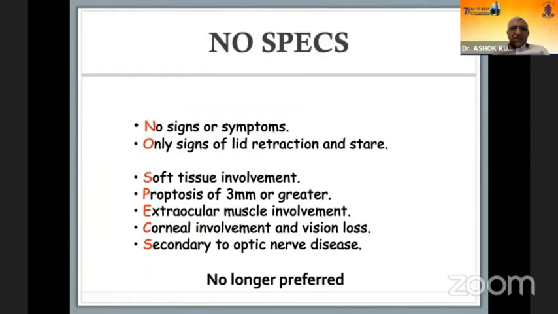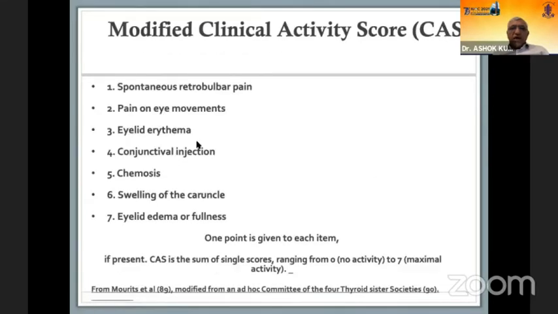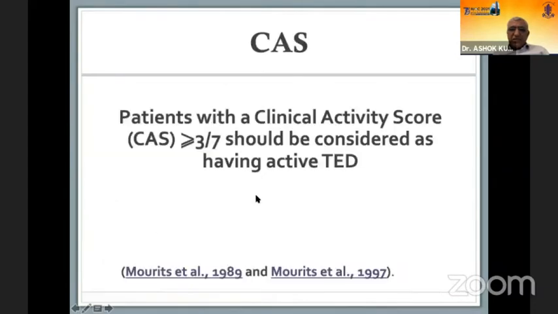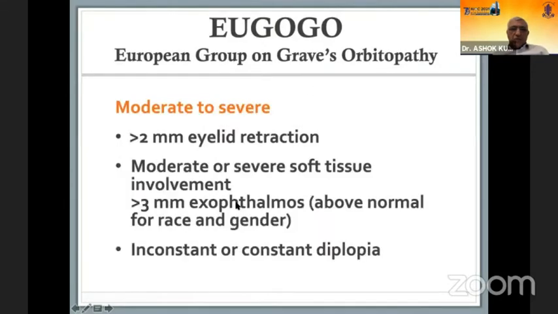The classical NO SPECS classification is no longer preferred, and the clinical activity score given by Mourits et al. is very often followed to look for activity. And the classical 7 signs, 1 point is given for each, and a score of 3 or above is considered as active thyroid disease. So this is what we follow for activity, and for the severity into mild, moderate, and severe, the EUGOGO classification is usually followed.